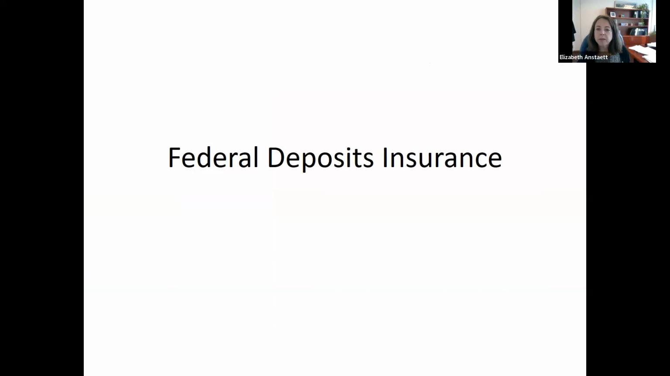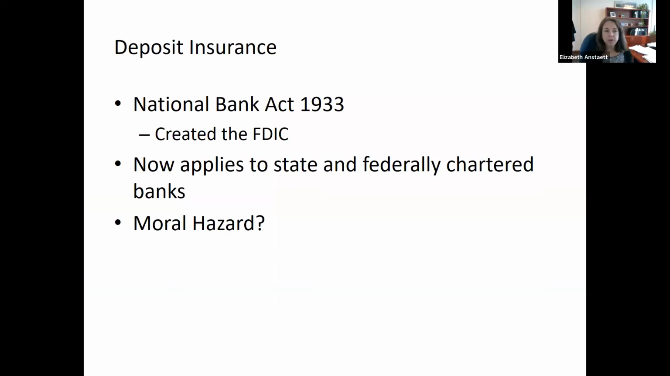So in the last module, we talked about deposits, and the reason banks are able to attract deposits is because of federal deposit insurance. As you hopefully recall, federal deposit insurance was created in 1933, created the Federal Deposit Insurance Corporation. And it now applies to all state and federally chartered banks.